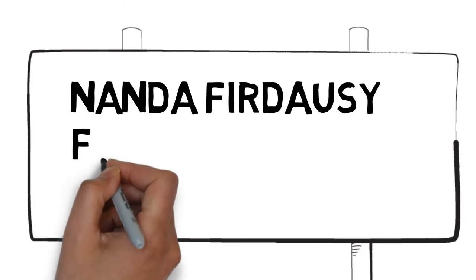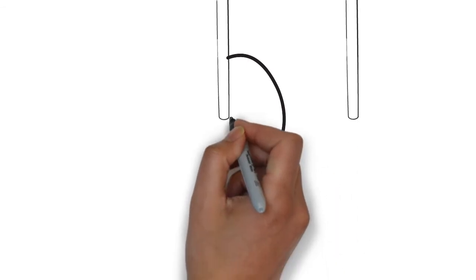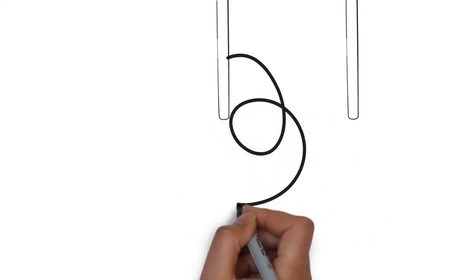Let me introduce myself. I am Nanda Firdausy. I want to talk about rainbow formation. In this, I have 7 points that I want to explain about.